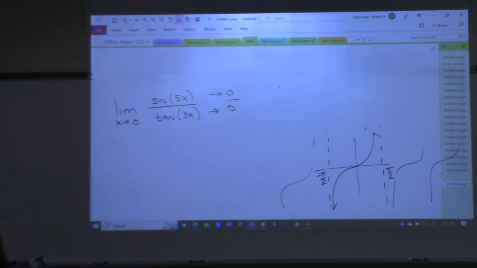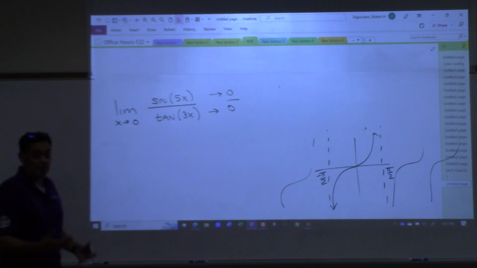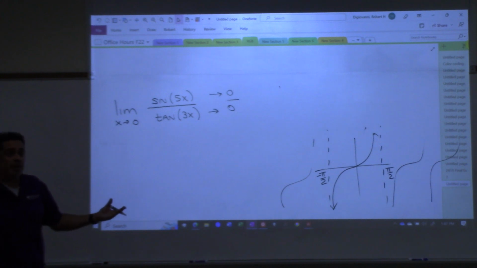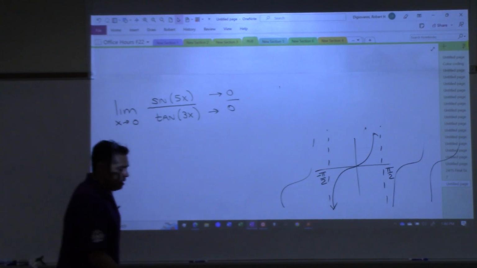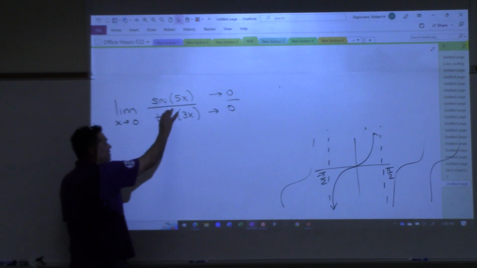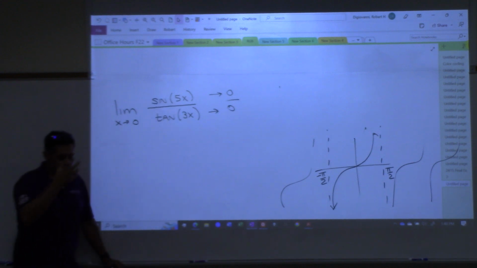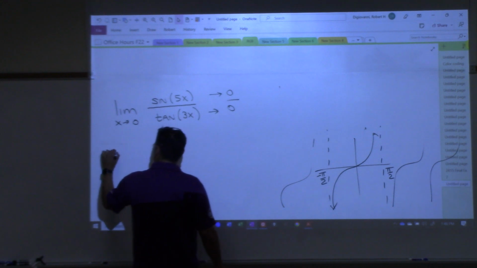Is that a question? Yeah, so what do we do now? What algebra are we going to do? One suggestion here is, isn't tangent sine over cosine? Okay, so when you see a problem like this, where you've got sines and tangents, and you're doing a limit and you're getting 0 over 0, here's my recommendation. Rip everything apart. And this is what I mean by that.